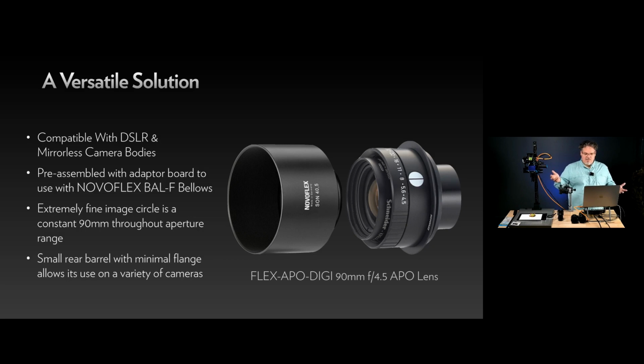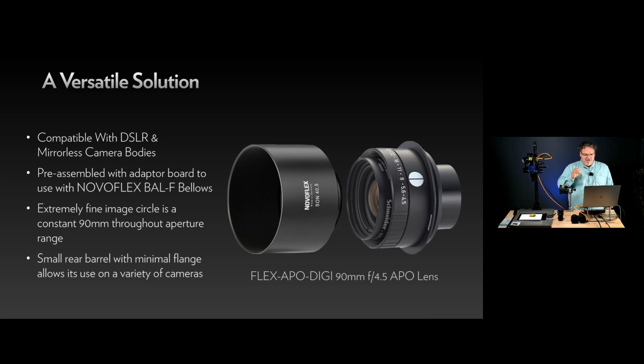And that's great to know. And we're going to come back to it. This is a really important point. To use with the BAL-F out of the box, you can just put it right on the bellows. You don't have to do anything else to it except take the rear lens cap off.